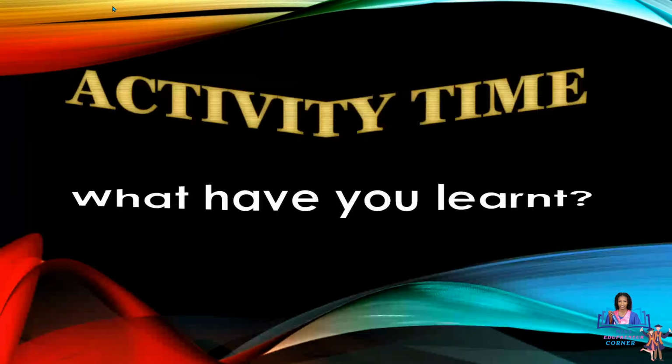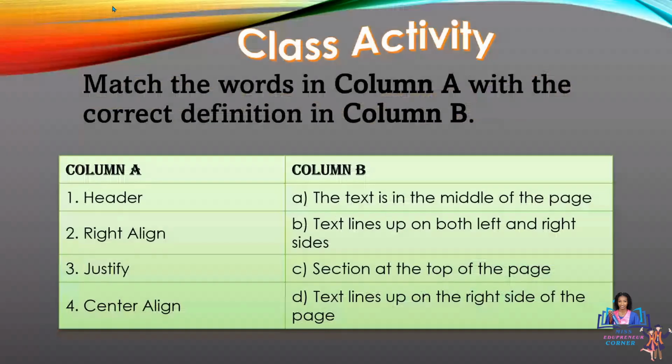So activity time. We can't wrap up without assessing that which you would have learned. So what have you learned? You are required to match the words in column A with the correct definition in column B. So in column A we have header, right align, justify, and center align. In column B we would have A, the text is in the middle of the page. B, text lines up on both left and right sides. C, section at the top of the page. D, text line up on the right side of the page.